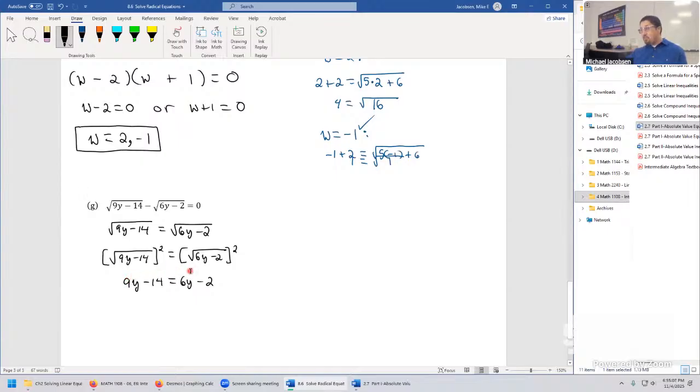Now we can say subtract 6y from both sides. 3y minus 14 is negative 2. Add 14 to both sides. 3y is 12. Then divide by 3. y is equal to 4.